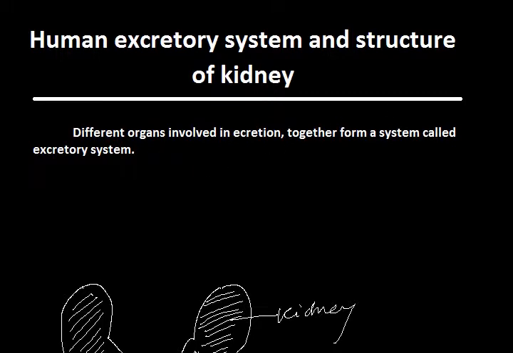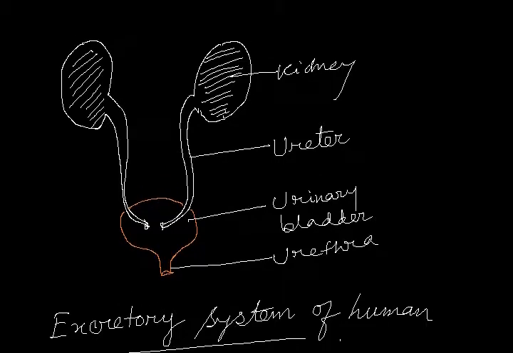In case of humans, the excretory system is composed of several organs, but the primary or main organ is the kidney. In humans, a pair of kidneys is present, and a tubular structure leads from each kidney, known as the ureter. Each ureter is inserted into a bladder-like structure, a hollow muscular body.